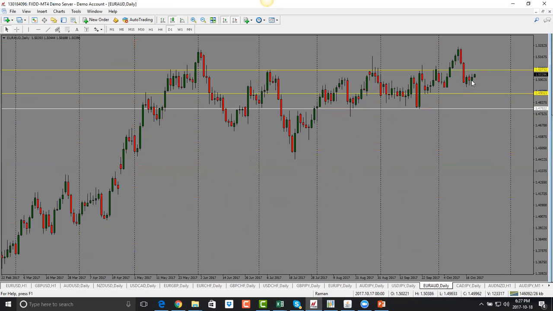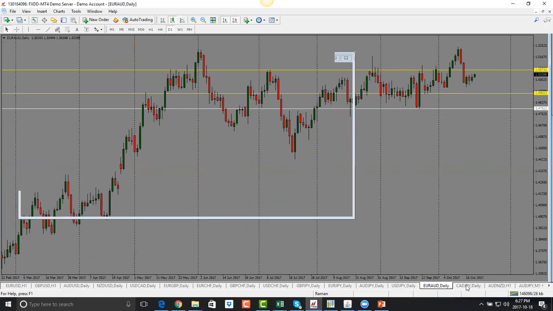Euro Aussie here, it's slowly making its way up, looking for a further move to the upside. Target here is 150.80. So this will be the next support and resistance.